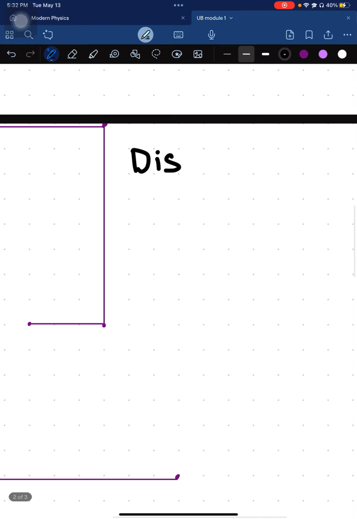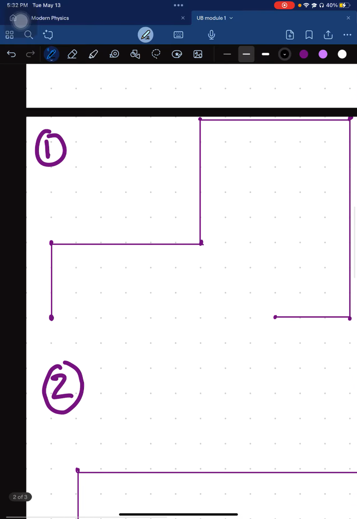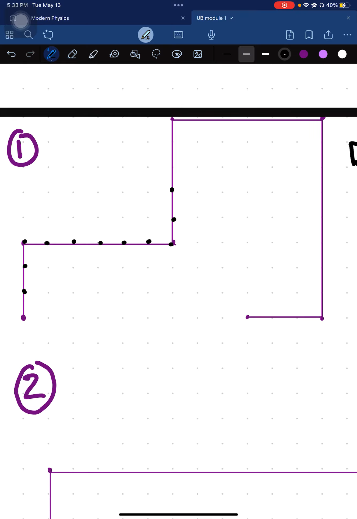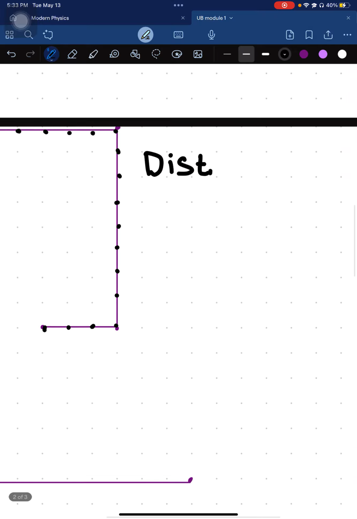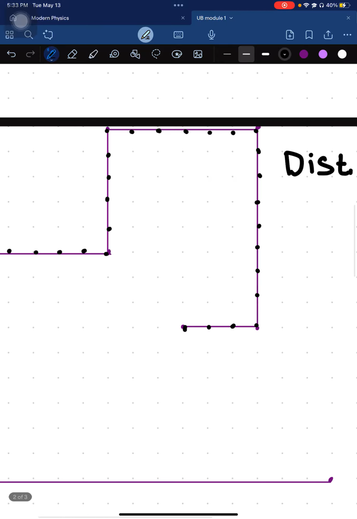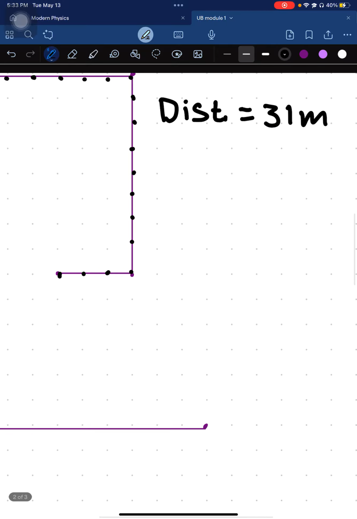Or actually I'm going to do distance first, so DIST. And to do that, I'm just going to count every square. So that's going to be 1, 2, 3, 4, 5, 6, 7, 8, 9, 10, 11, 12, 13, 14, 15, 16, 17, 18, 19, 20, 21, 22, 23, 24, 25, 26, 27, 28, 29, 30, 31. So then we have 31, and we know it's meters. And distance doesn't need a direction. So that's all we need to do.